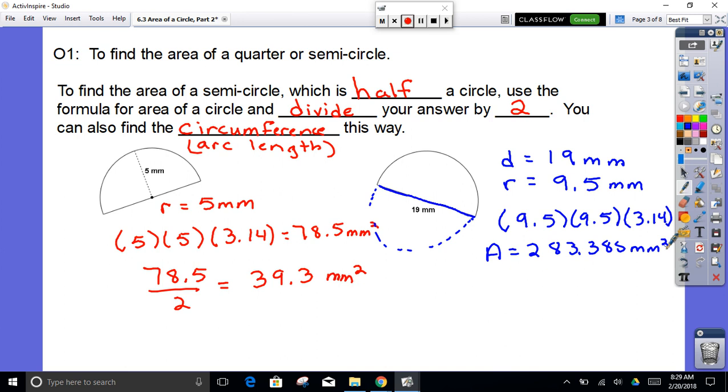Now, when you're rounding, the directions say to round to the nearest tenth. Often they don't say that here specifically. But if it's telling you to round to the nearest tenth, you don't want to round everything to the nearest tenth, otherwise you might end up with a different answer. You can just keep that on your calculator and round only at the end. If it's a really long number, maybe round it to the thousandths place, but you don't want to round until you get to the end. So this is the area of the whole circle. To find the area of half the circle, you take this number and divide by 2 to get 141.7 square millimeters.